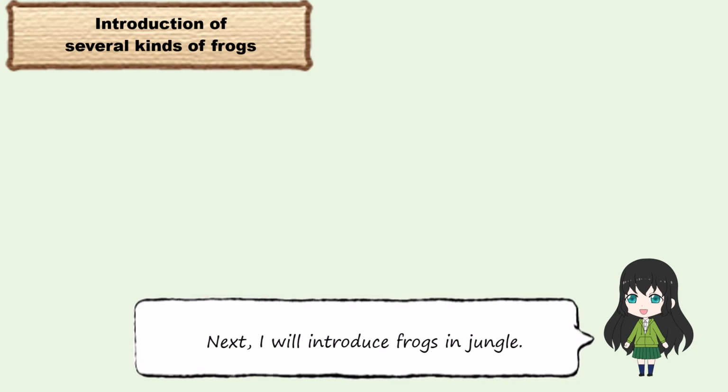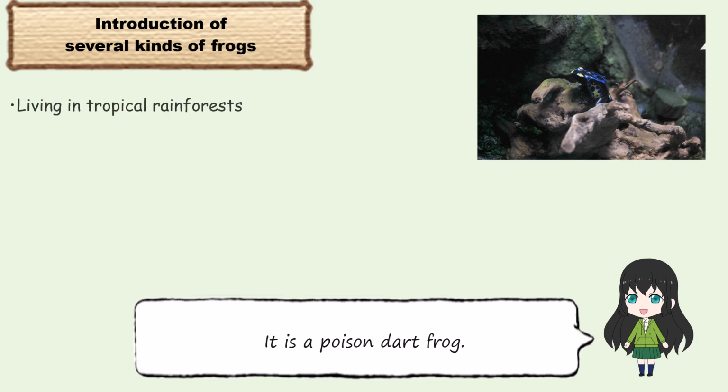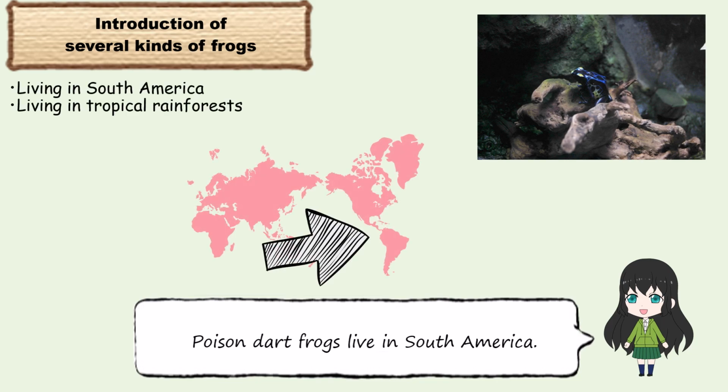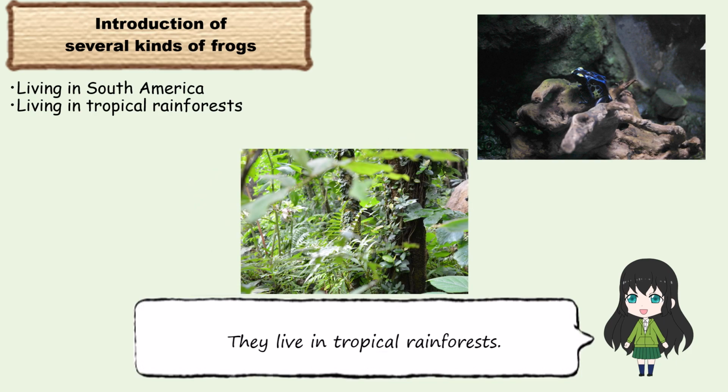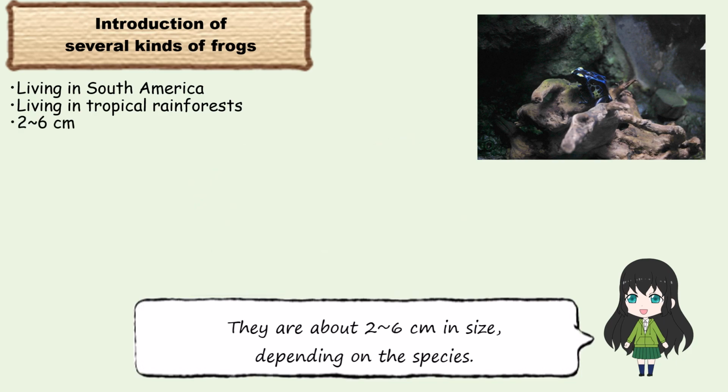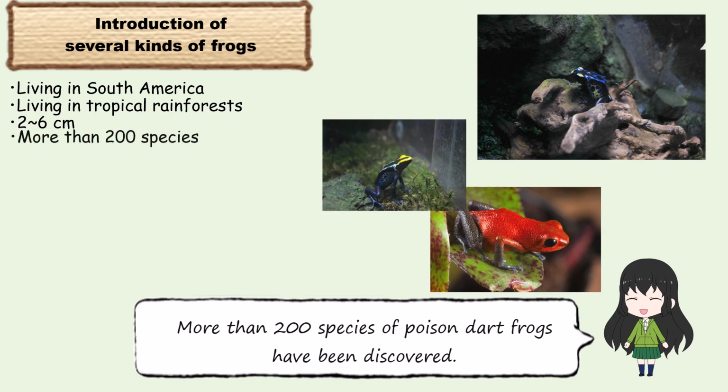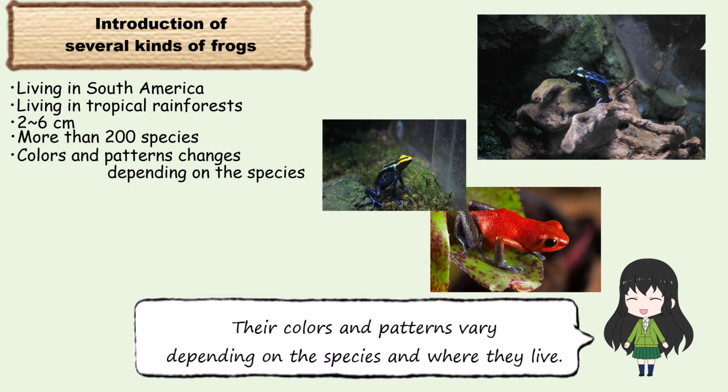Next, I will introduce frogs in jungle. It is a poison dart frog. Poison dart frogs live in South America. They live in tropical rainforests. They are about 2 to 6 centimeters in size, depending on the species. More than 200 species of poison dart frogs have been discovered. Their colors and patterns vary depending on the species and where they live.